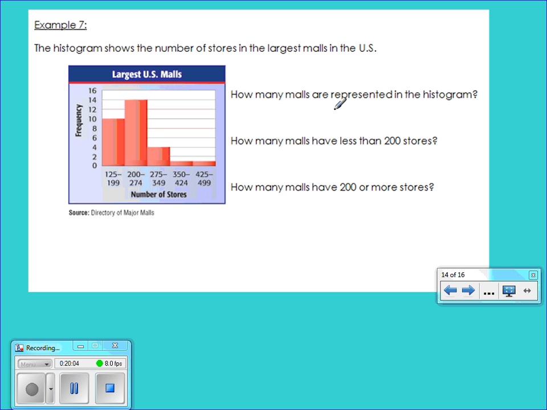How would you figure that out? 30. And how did you figure that out? Add all the numbers. Okay. Right, you're going to add: 10 malls have this many stores, 14 have this many. Okay, so that's a total of 24 so far. Plus another 4, plus 1, plus 4. Okay, so 30 malls. You're looking at your frequency numbers and adding up your frequencies to figure out how many total there are.